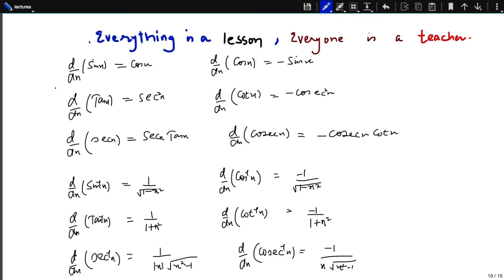Before doing that, let's again read a very motivational quote. Everything is a lesson. Everyone is a teacher. Yes, dear students, we can learn from anything of God. Everything gives us a lesson, and every person around us is a teacher. We can learn something from everyone. Okay, so let's do derivatives.